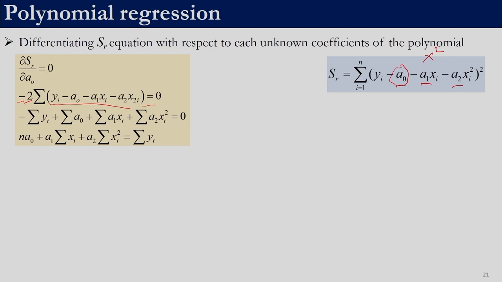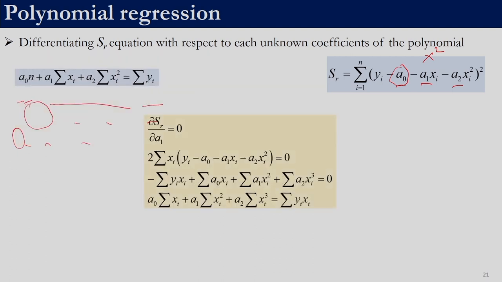So that has to be equated to 0, and then again do the usual rearrangement. Here we again have the term sigma yi, which is completely known, that can be taken to the right hand side. Otherwise these a naught, a1, a2 are unknown. All the other terms are known. N is the total number of data points.